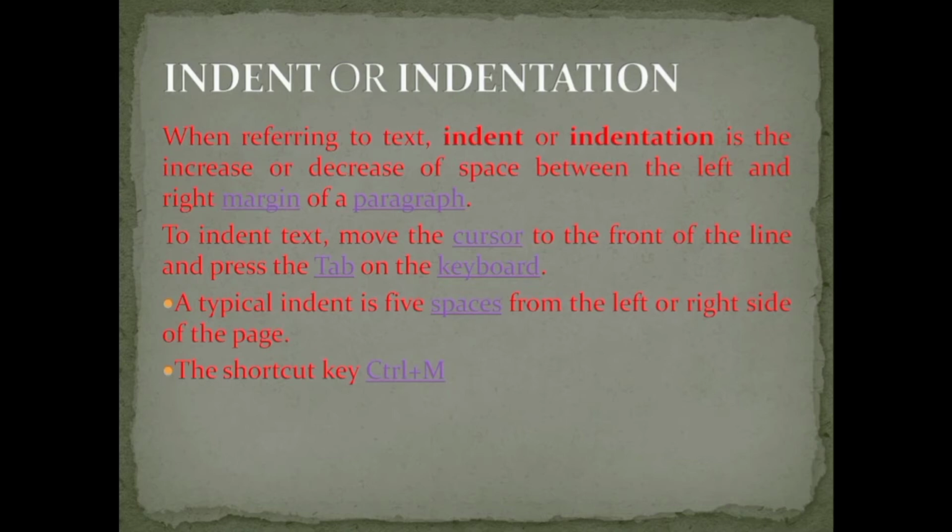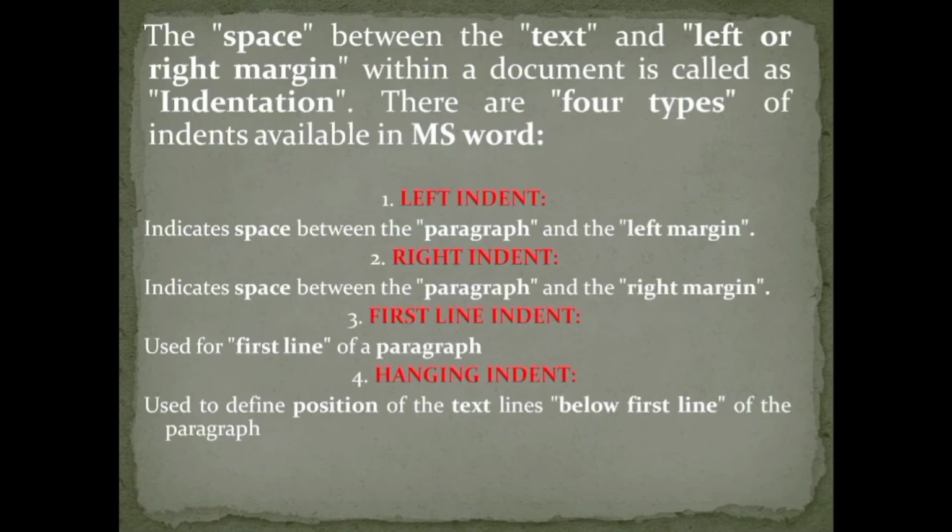To indent text, move the cursor to the front of the line and press the Tab key on the keyboard. A typical indent is 5 spaces from the left side or right side of the page. The shortcut key of indenting is Ctrl plus M. Or we can also say the space between the text and the left or the right margin within a document is called the indentation.